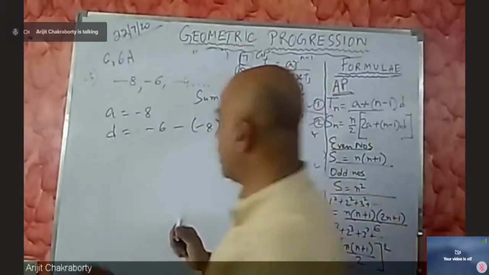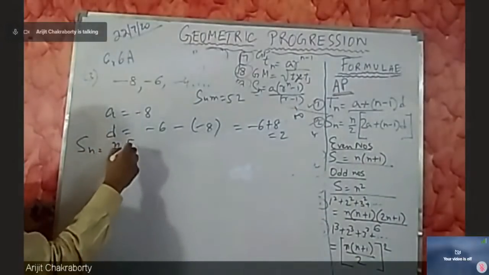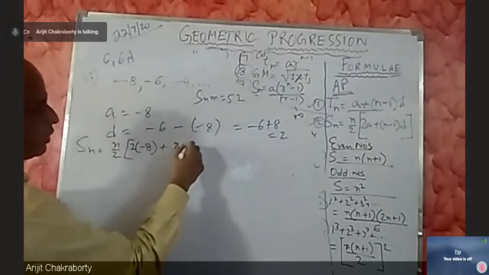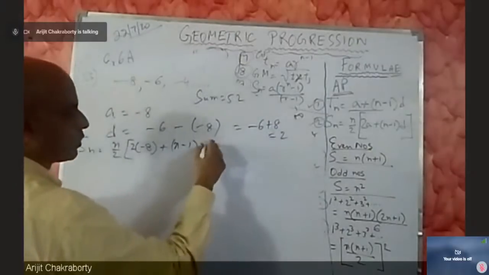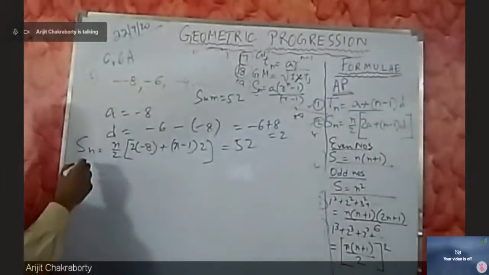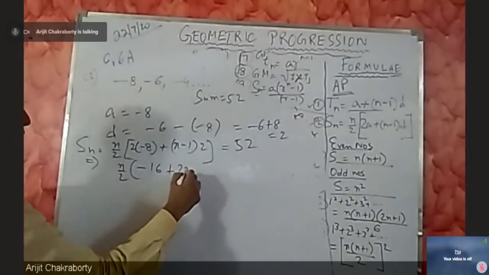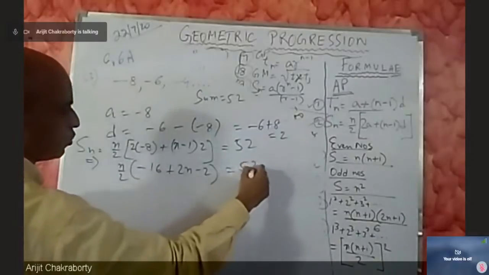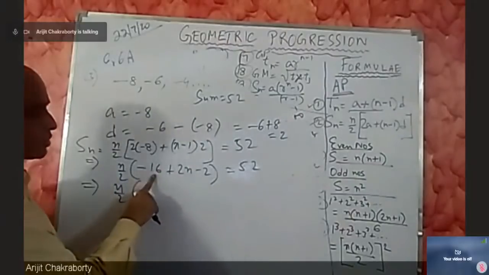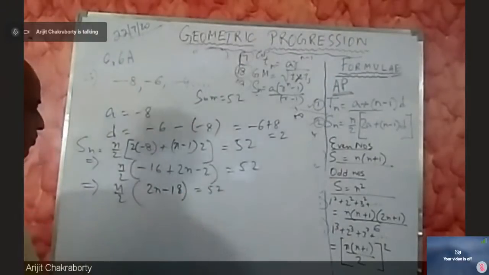Okay, so let's put the formula. Sum we know is n by 2 into 2a plus n minus 1 into d. 2a is 2 into minus 8, and d is 2. This is equal to 52, the 52 is given. If you simplify, you get n by 2 into minus 16 plus 2n minus 2 equal to 52. Simplifying further, n by 2 into 2n minus 18 equal to 52.